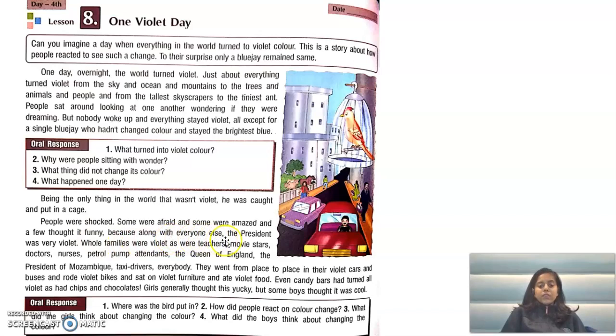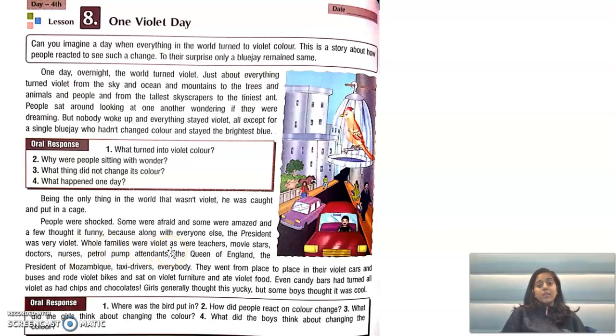Because along with everyone else, why was everyone surprised or why was everyone finding it funny? Everyone thought that it was so funny. Why? Because from the president, everything, all the people, the president, everything became violet. Whole families were violet.